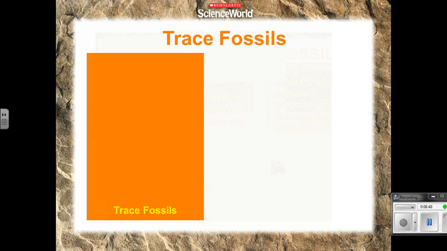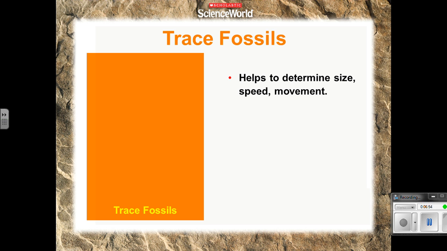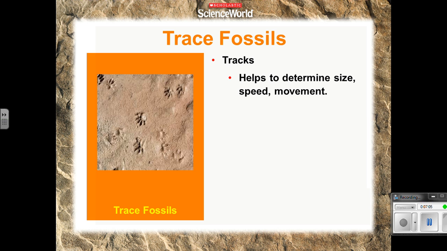Trace fossils are fossils that help us to determine the size, speed, and movement. There are three types of trace fossils. So one that would give us an idea on the size and the speed of the organism and the movement, this would be called tracks.